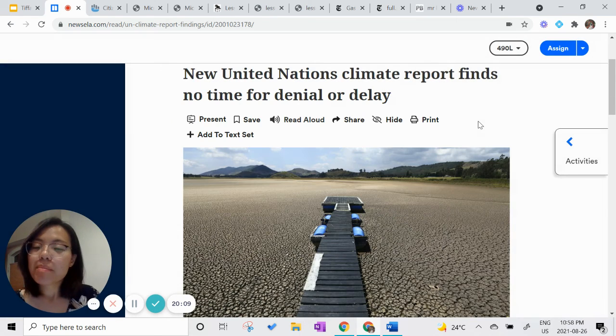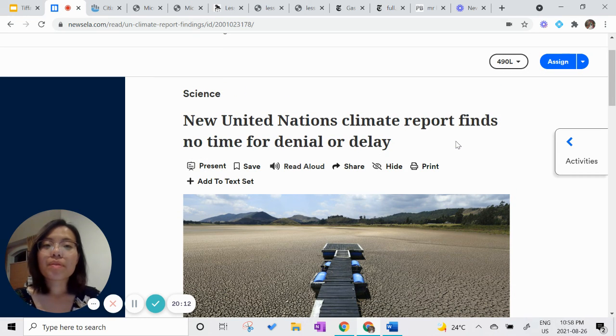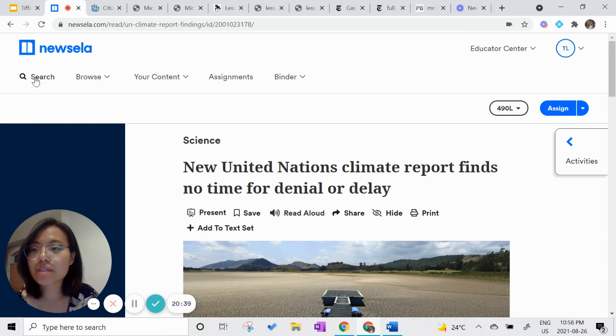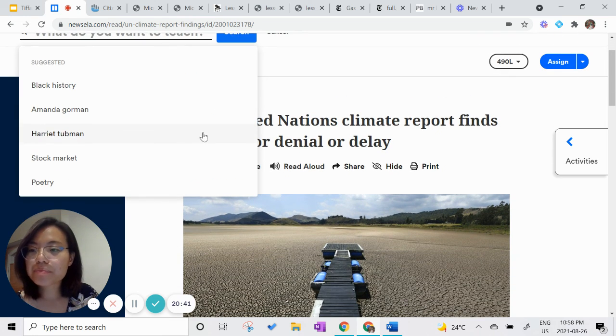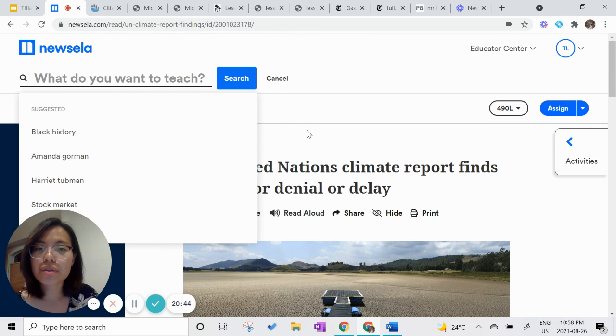But anyways, let's say you want to talk about climate change, global warming, right? Before you do something related to that topic and related to math, you kind of need to talk about what the climate report talked about or what's happening with global warming. So you can go on Newsela, find an article related to that, and then read it together with your class. You can obviously search certain things, so they have some suggestions for you as well.